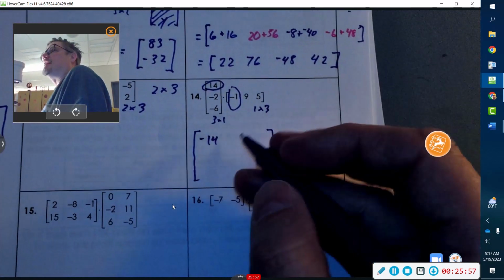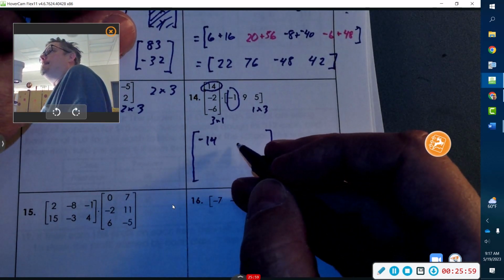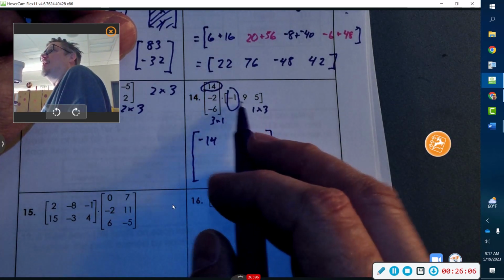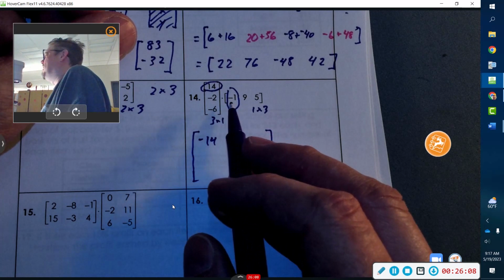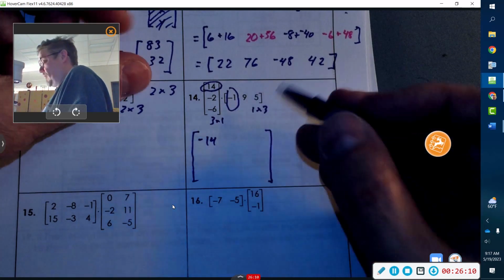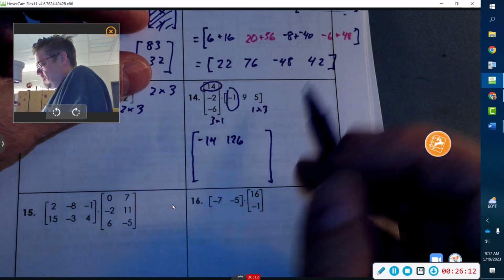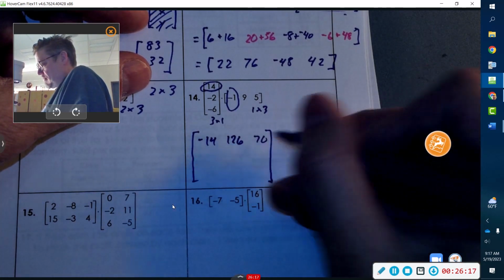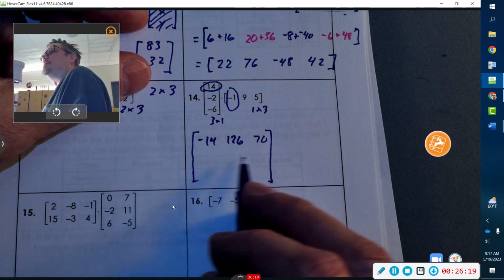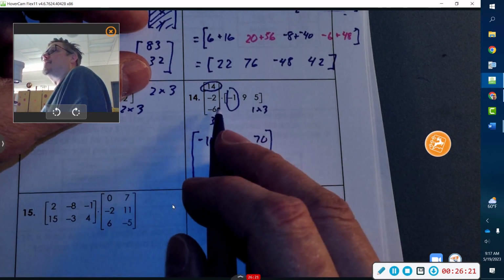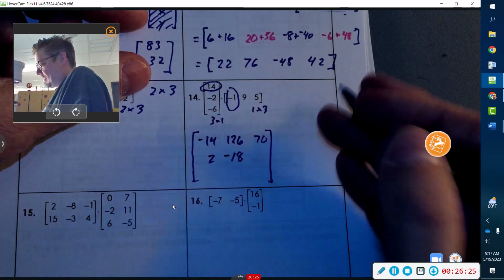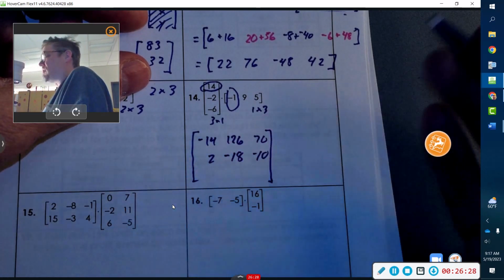What's the next number? Well, we're going across, so it would be 14 times 9. What is that? 126. Next one here, what's that? That's 70. Next row. 2. Next one? Negative 18. Next one? Negative 10. So you see how there's nothing to add.